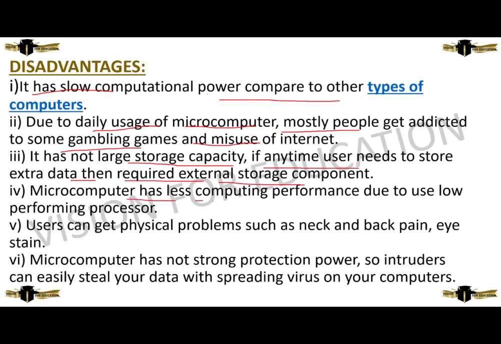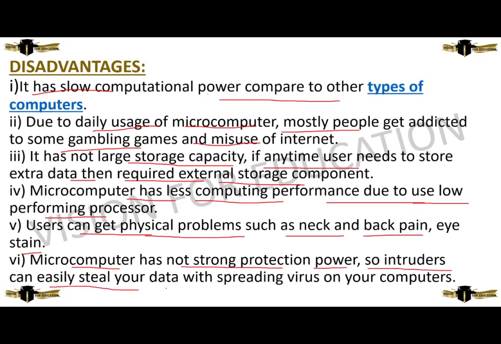Microcomputers have less computing performance due to the use of a low performing processor. Users can get physical problems such as neck pain, back pain, eye strain, etc. Microcomputers do not have strong protection power, so intruders can easily steal your data by spreading viruses onto your computer.